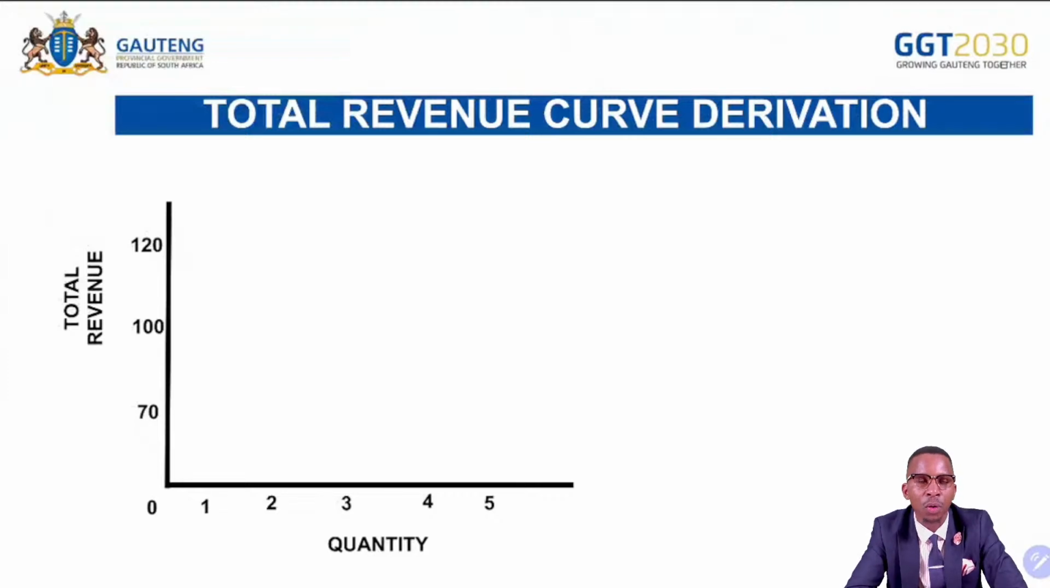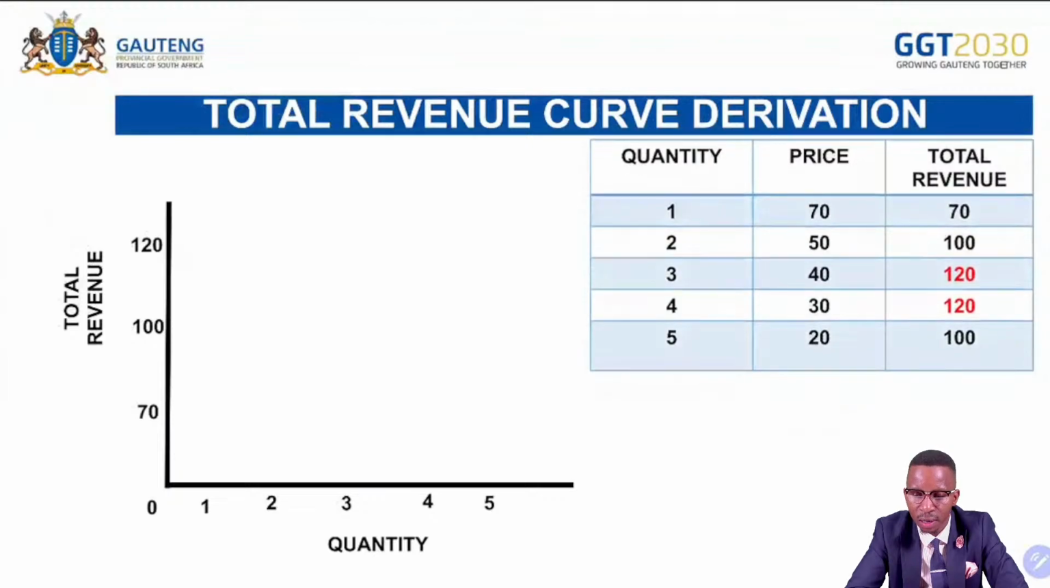And then we'll go further now to total revenue derivation. How do we derive total revenue? Here we have a table. Whenever we deal with total revenue, we start from 0 and it increases until it is maximized. Once it is maximized, that simply tells you that it is no longer going up, it will be slowing down. So let's look at the table.